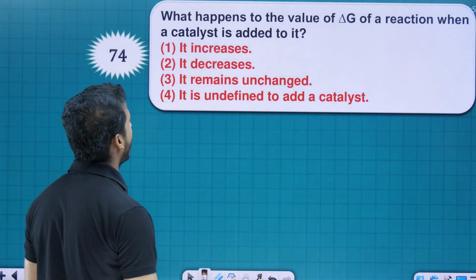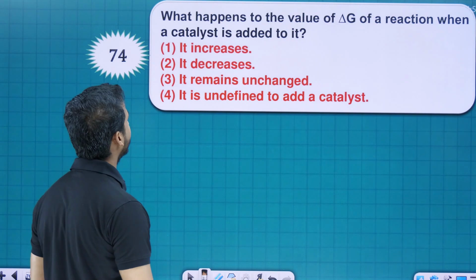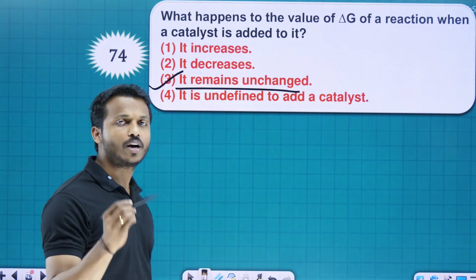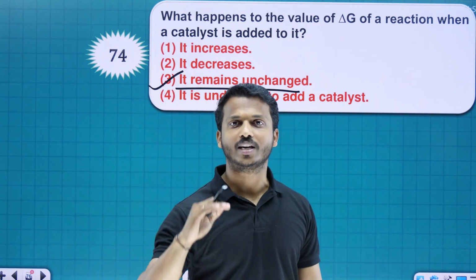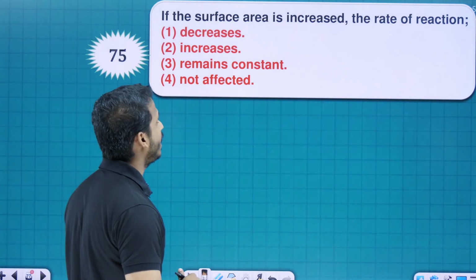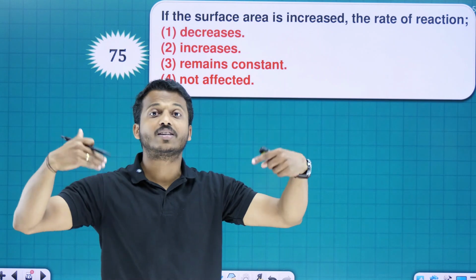Now, what happens to the value of Gibbs energy? The Gibbs energy for a reaction when a catalyst is added remains unchanged. The catalyst's function is only affecting the activation energy, not other thermodynamic factors. If the surface area increases, if more surface area is present, the reaction rate increases.